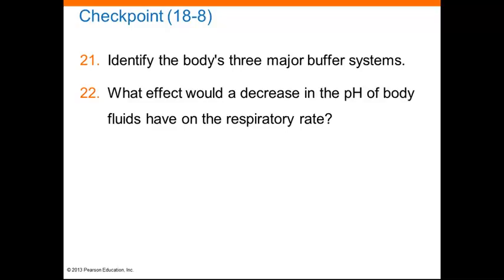And that concludes the lecture on Chapter 18, the urinary system.